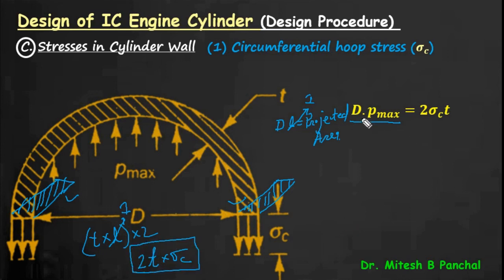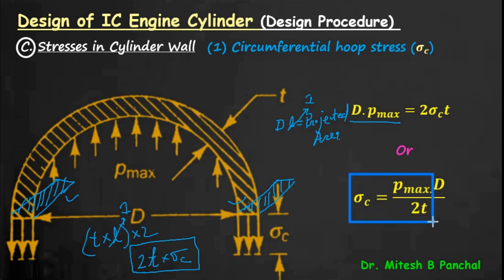If you compare these, we can obtain the relationship for sigma C, that is sigma C equal to P max into D divided by 2T. This is the relationship of sigma C with the diameter D and thickness T. So hoop stress can be calculated using this formula, right?